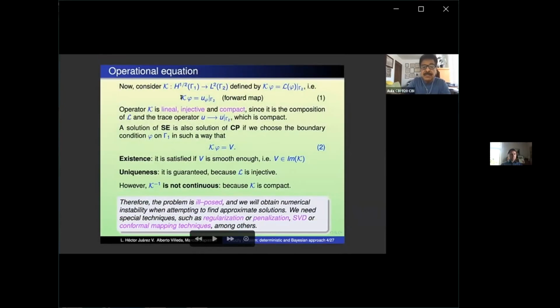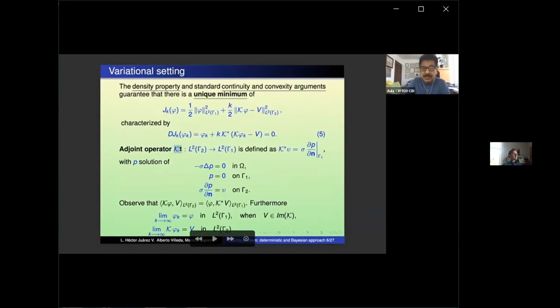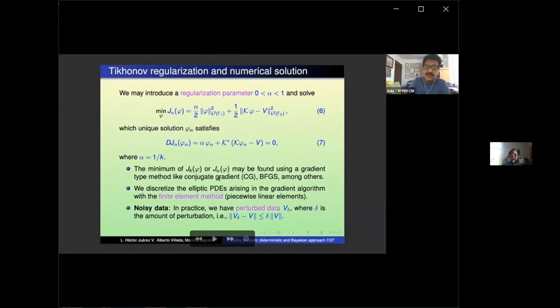A way to solve this problem is to find an approximate solution by this penalized problem in which we need to compute the adjoint operator solving the adjoint equation. An equivalent form is used to employ Tikhonov regularization and solve problem 6 or 7. In this case, we solve this problem with conjugate gradient algorithm in combination with finite element discretization of the state and adjoint equations. These are some convergence results, and these are numerical results.